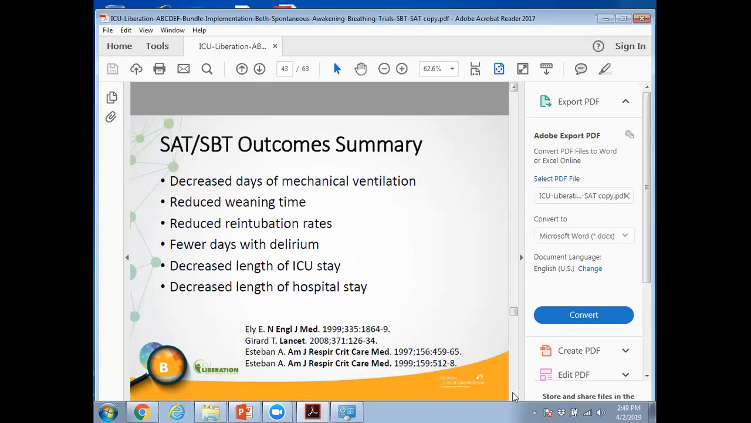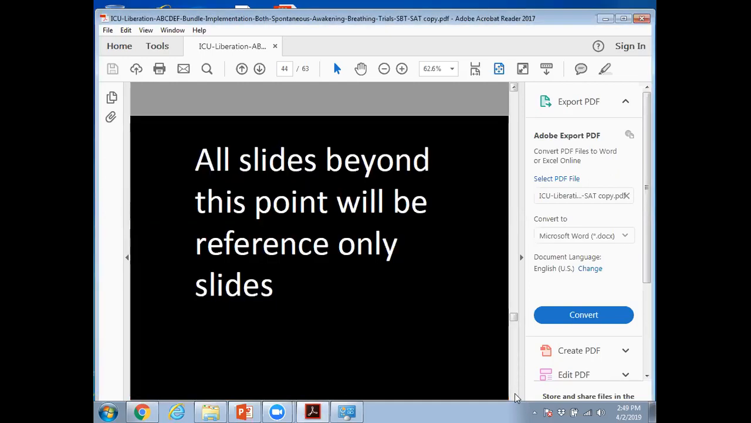So, in summary, doing spontaneous awakening trials and spontaneous breathing trials is likely to reduce days on the ventilator, reduce the time to weaning, reduce reintubation, reduce delirium, reduce length of stay in the ICU, and reduce length of stay in the hospital. And there are other slides. We're going to give you the link so you can look at them.